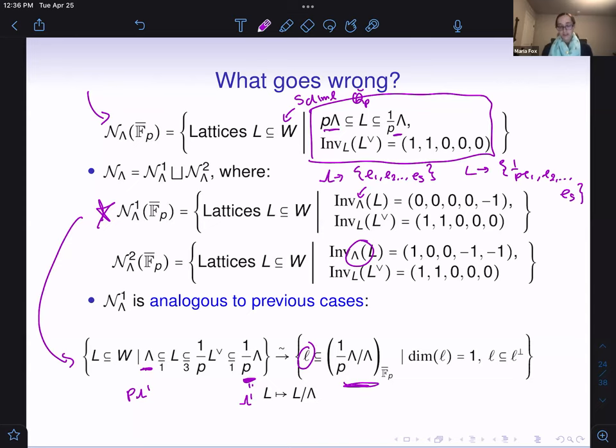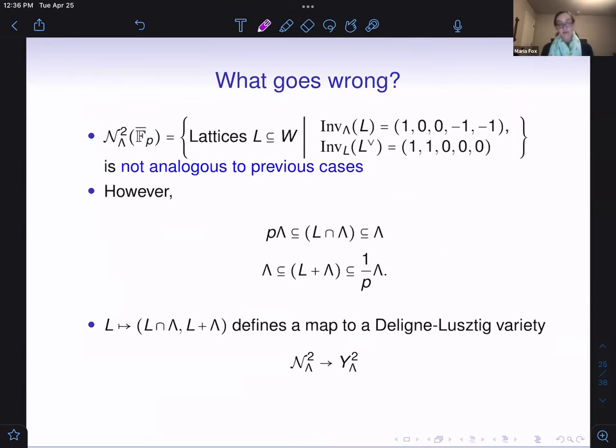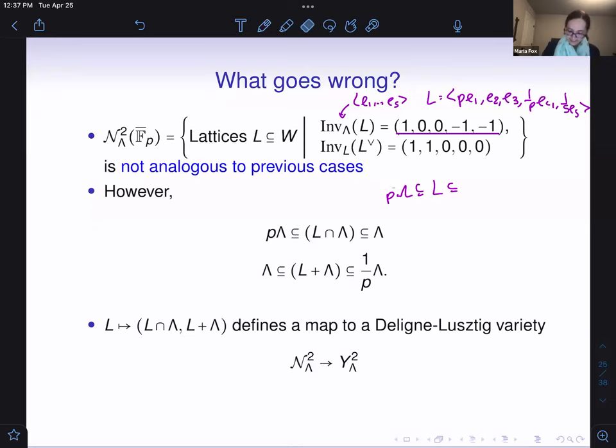The problem is the other piece, whose closure is our second type of irreducible component. Now, if we look at this relative position, say our vertex lattice lambda has some basis e1 through e5. This is saying L looks like it has a basis p e1, e2, e3, 1 over p e4, 1 over p e5. So we can't fit it between the base point and p times the base point, or the base point and 1 over p times the base point. There's nothing we can do. It's always just between p lambda and 1 over p lambda. That's the best we can do.